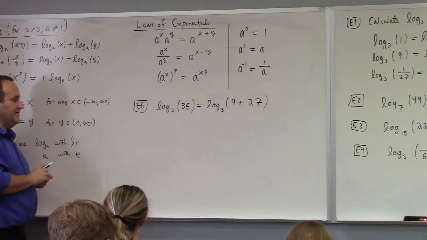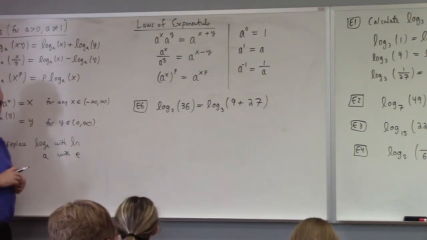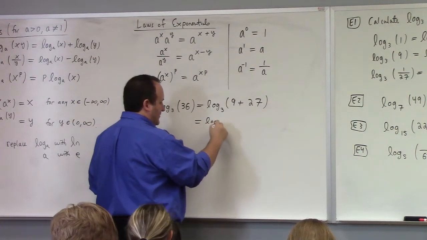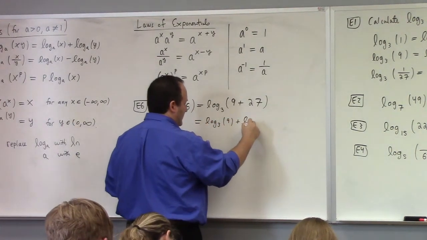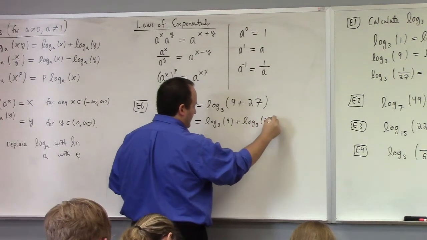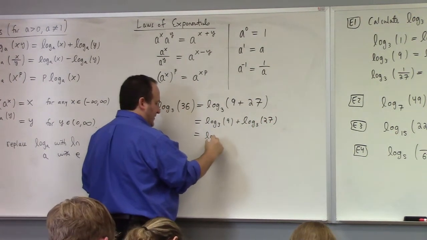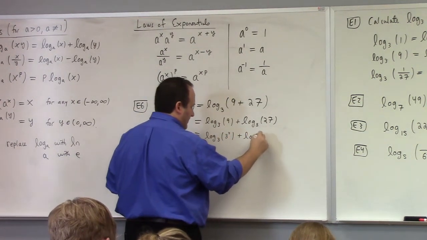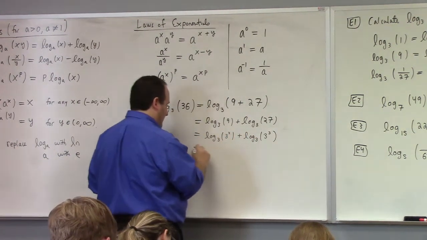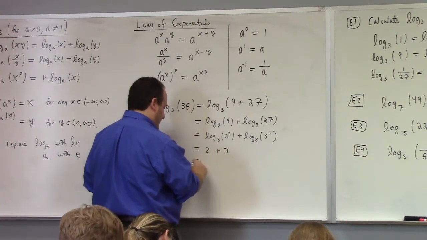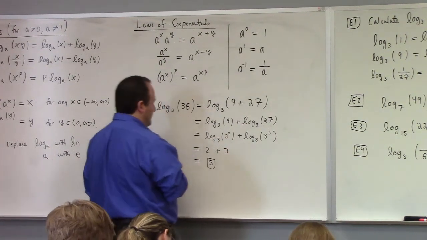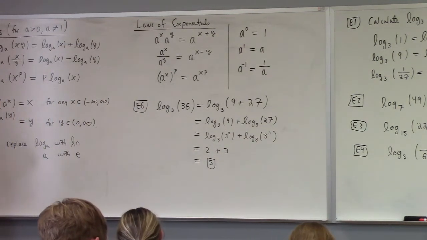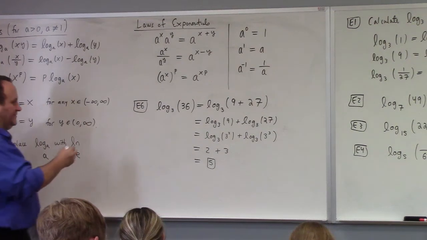I was thinking, well, 36 is 9 plus 27, right? And then I could do log base 3 of 9 plus log base 3 of 27, right? Which would be log base 3 of 3 squared plus log base 3 of 3 cubed, which would be 2 plus 3, which would be 5. And I thought, this is a cool example. There's just one problem with it. What's the problem?